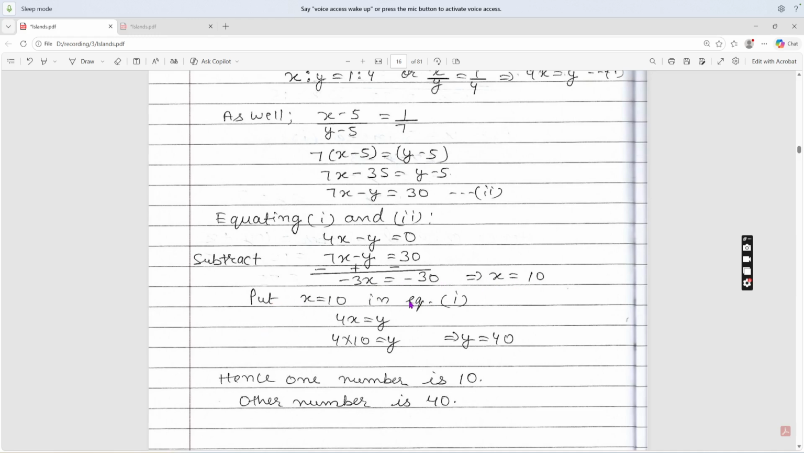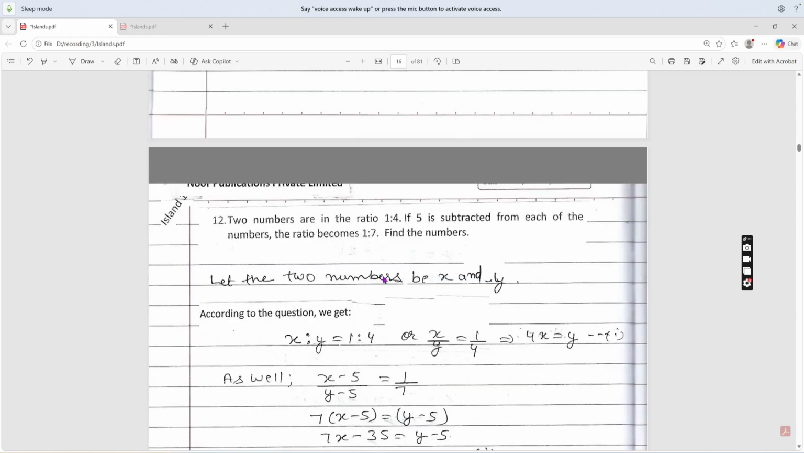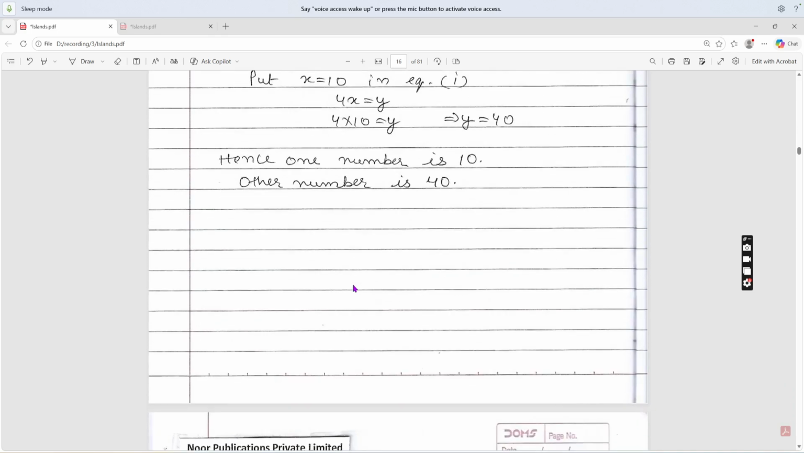So put x is equal to 10 in equation first. What is the first equation? 4x is equal to y, or 4x minus y is equal to 0, that is the same thing. So here x is equal to 10. So 4 into 10 is 40. So y is equal to 40. Hence one number is 10 and the other number is 40. And you can also see the ratio of one number to the second number is 1:4. So 10 upon 40 is nothing but 1 upon 4. So our answer is justified.